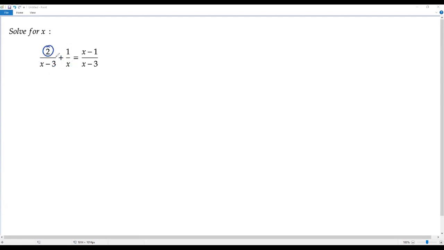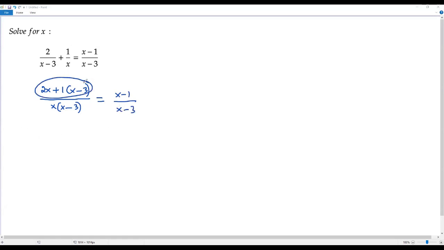Now I'm going to multiply the first numerator 2 by the second denominator x. Then I'm getting 2x positive. I multiply the second numerator by the first denominator, that is 1 times x minus 3. Now I have to multiply the two denominators, x minus 3 times x. It can be written as x times x minus 3 equals x minus 1 over x minus 3.